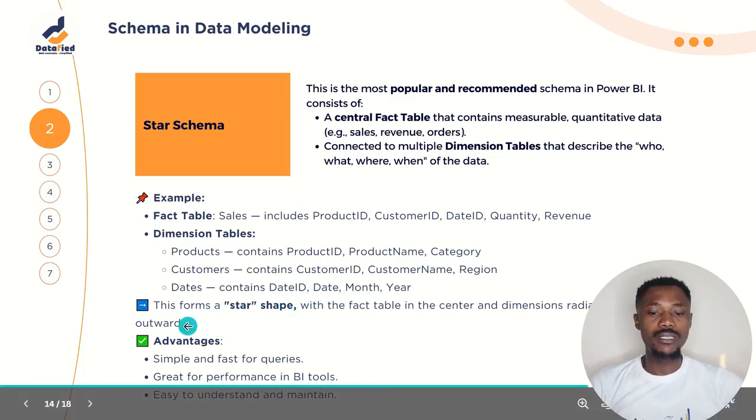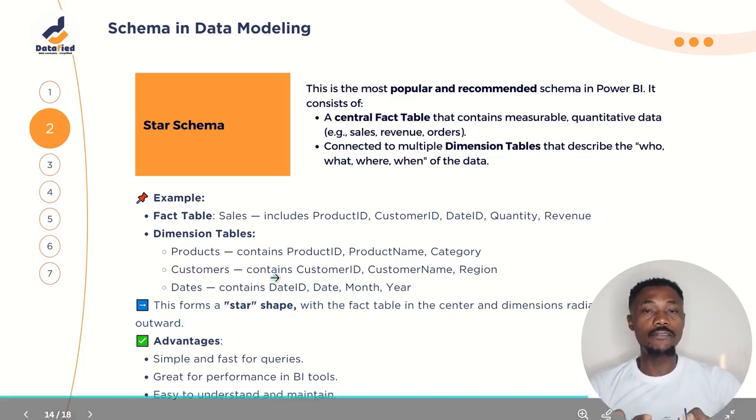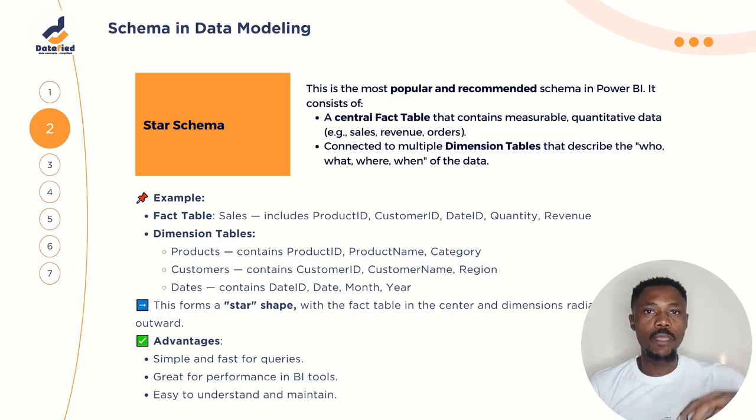Now, this forms the star shape. You have the fact table at the center, then the other dimension tables placed around the fact table, which is the reason why it is called the star schema, because it forms a star shape, with the fact table at the center and dimensions radiating outwards. Advantages: it's very simple and fast for queries, great for performance in BI tools, and easy to understand and maintain.